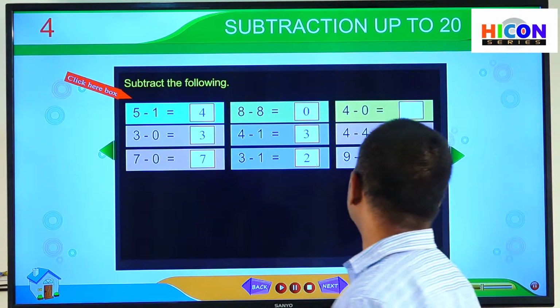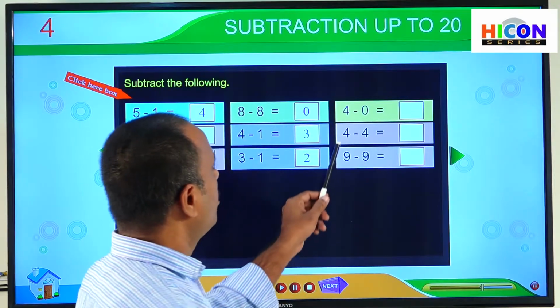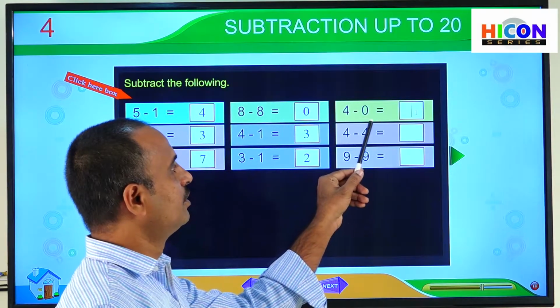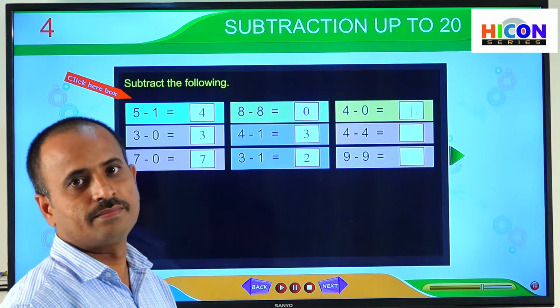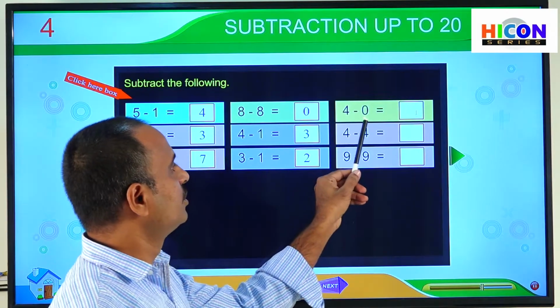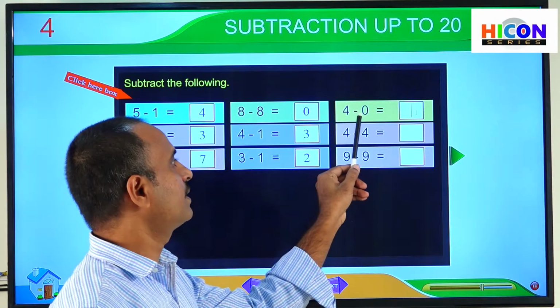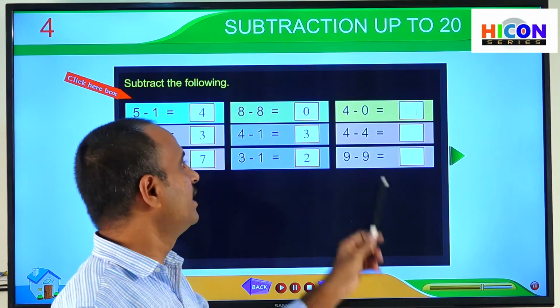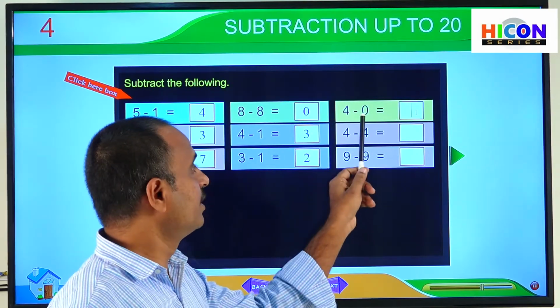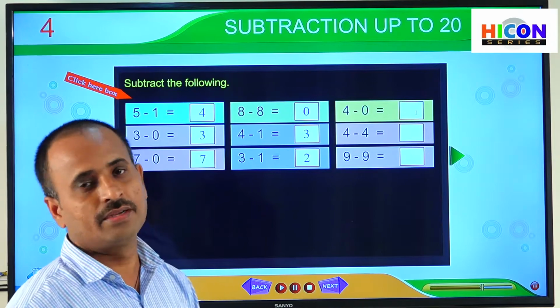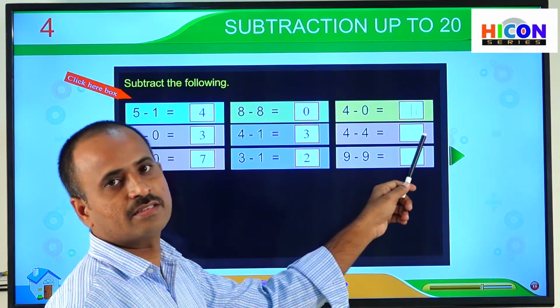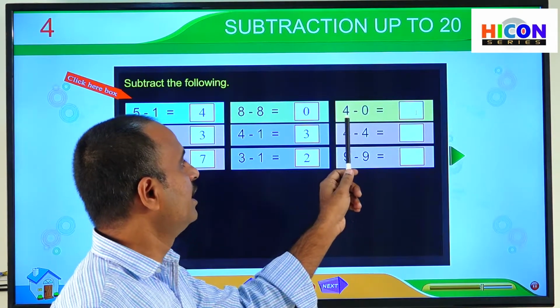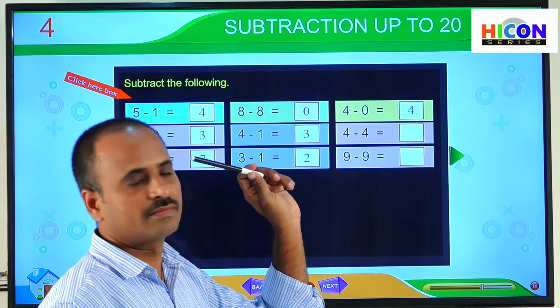Next, see the remaining problems here. 4 minus 0 is equal to how much? Here also 0 is subtracted from the number. If 0 is subtracted from any number, we get the same number as the answer. So write 4 in this box.